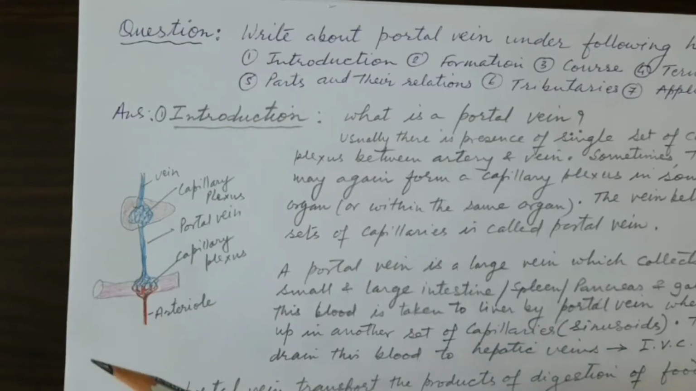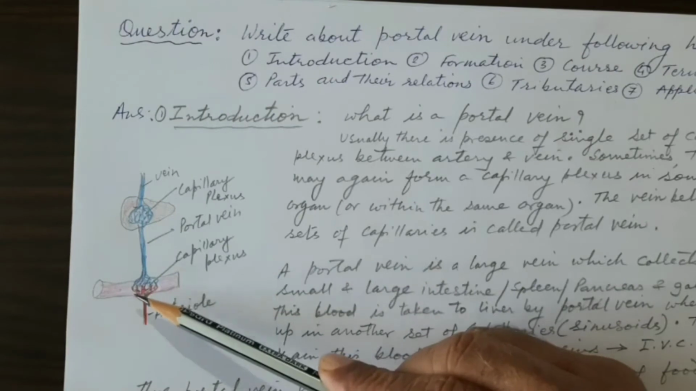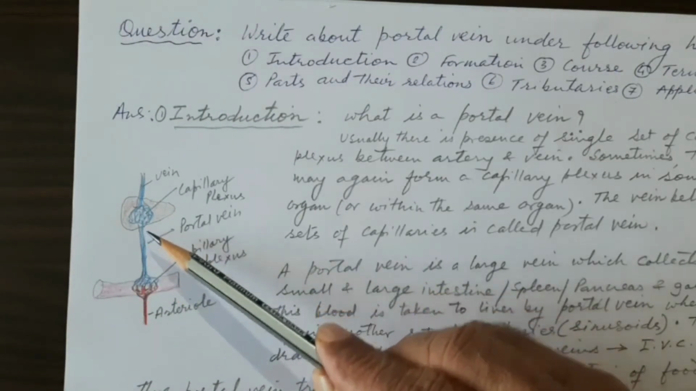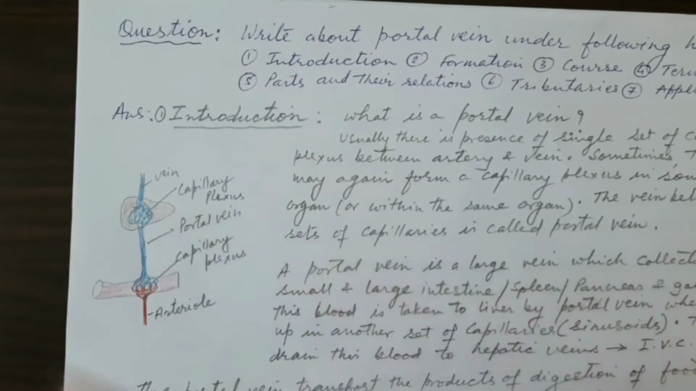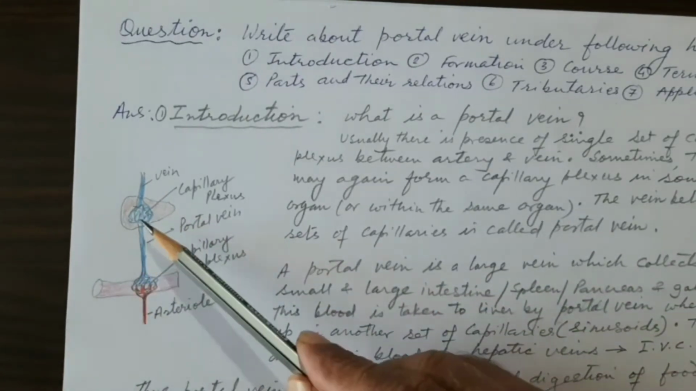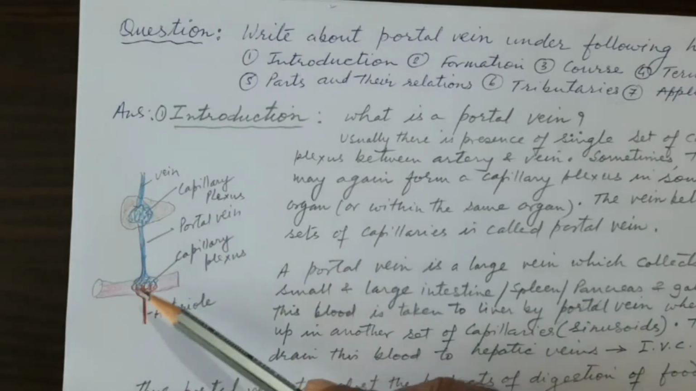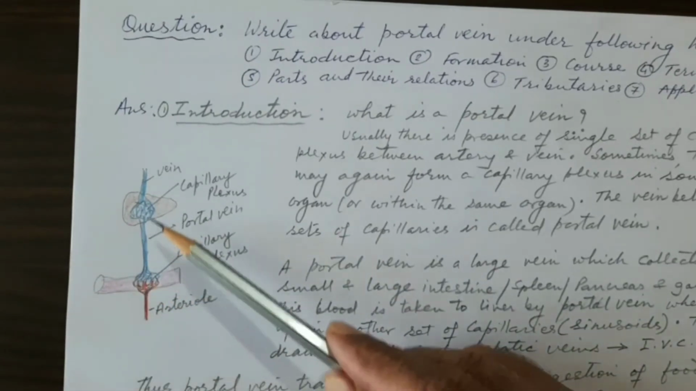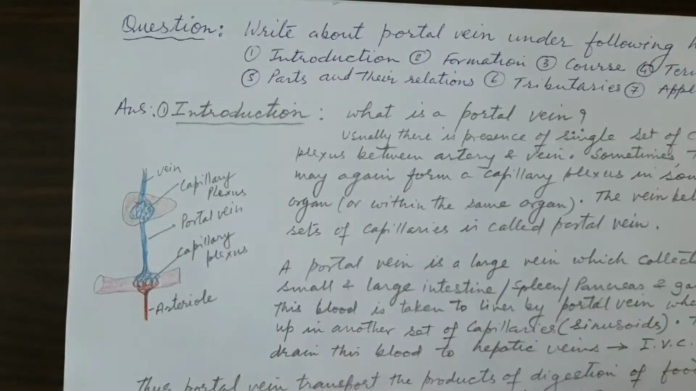But sometimes what happens is that the vein which has formed after the capillary plexus again breaks up into a second set of capillaries, in some other organ or sometimes within the same organ. For example, in the kidney, it breaks up into two sets of capillaries within the kidney organ itself. But in most cases, it breaks up into another organ.